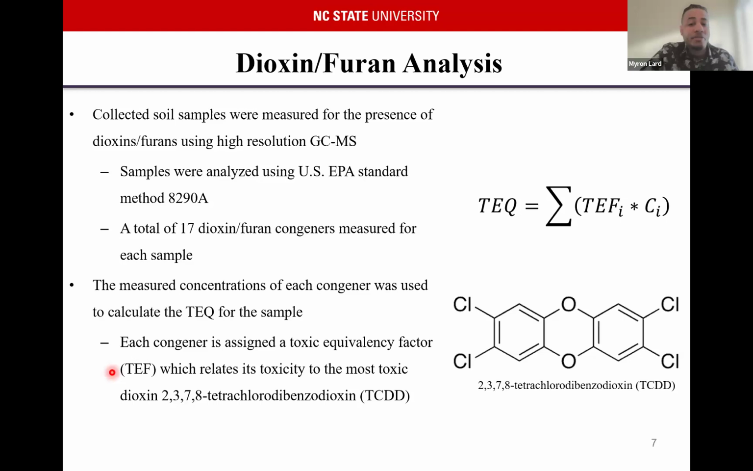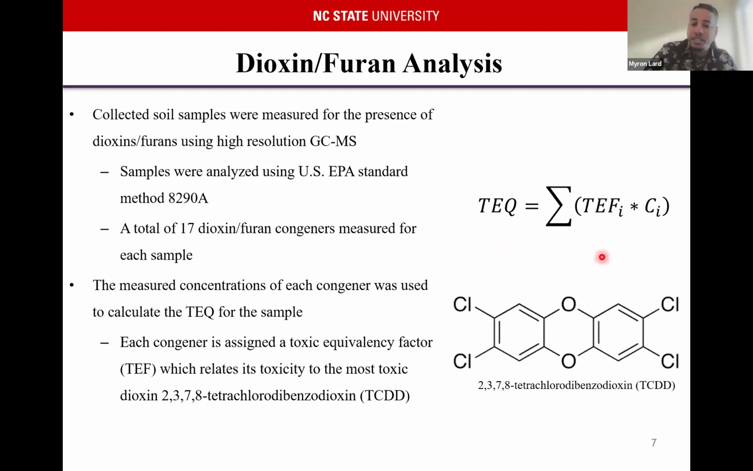And then, like I mentioned before, we took the concentrations of each congener and we calculated the TEQ. The TEQ value is generated using this formula, where we take the concentration of each congener and we multiply it by that congener's toxic equivalency factor, which relates the toxicity back to the most toxic dioxin, which is TCDD.